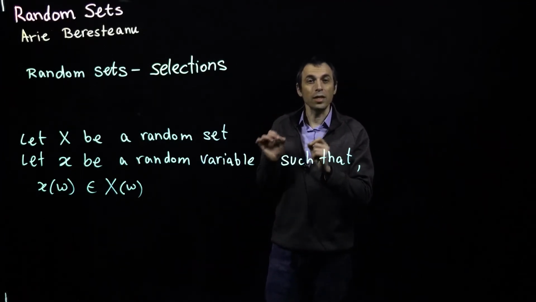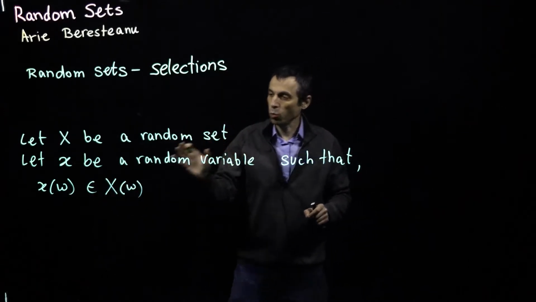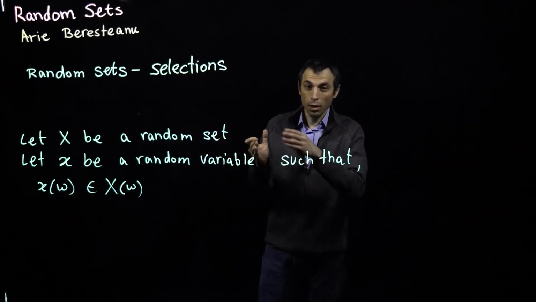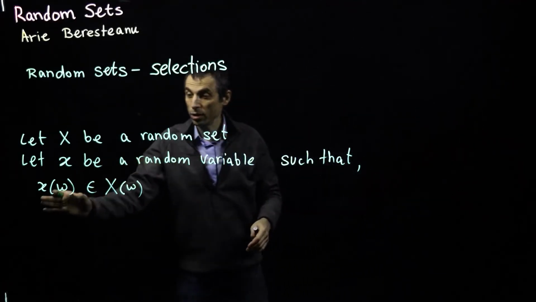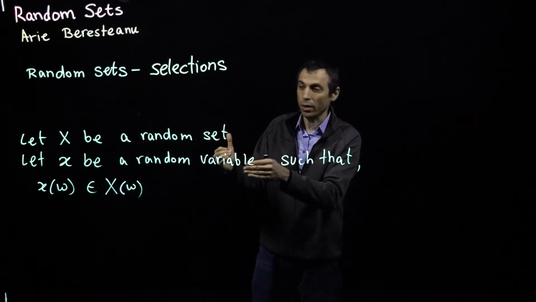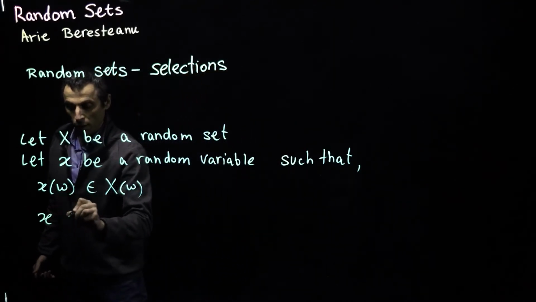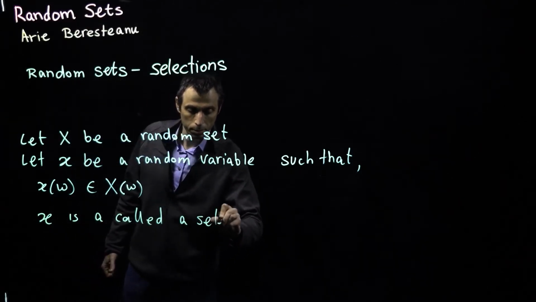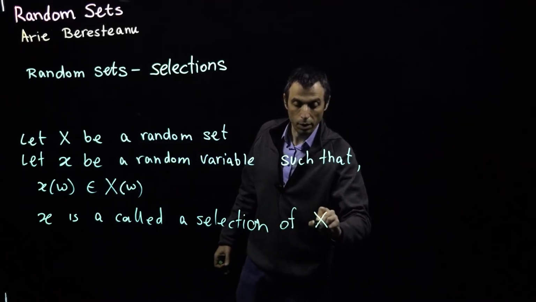But the important thing here is that I don't just pick a point out of the set. I do that such that what I get, this x of omega, is a measurable mapping between omega and R^d. So this is indeed a random variable that satisfies the definition of a random variable. If I can do that, this is a selection. x is called a selection out of X.